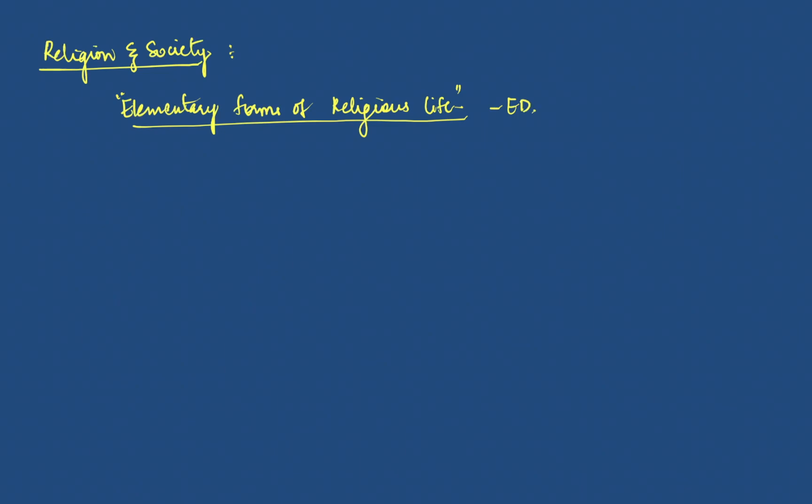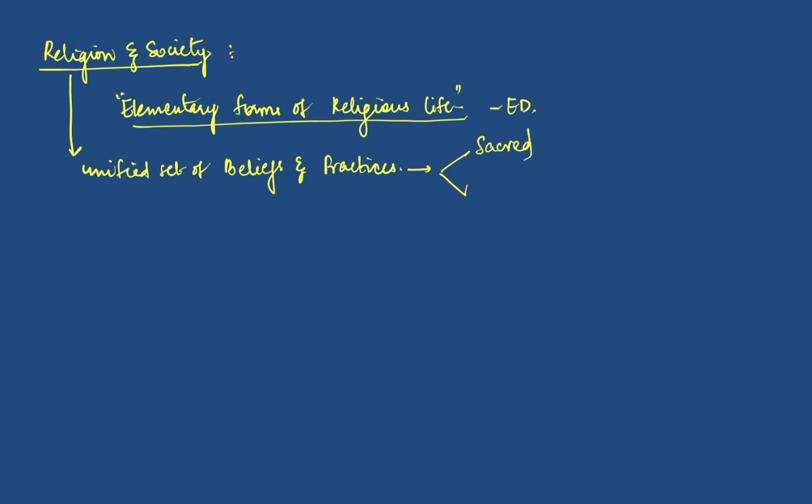So in this, basically, he talks about what is a religion. Okay, he gives the definition of religion. He says that it's a unified set of beliefs and practices, and it is basically related to two things, that is sacred and profane. Okay, so what is the sacred and what is the profane? That is what all his work about religion is, right?